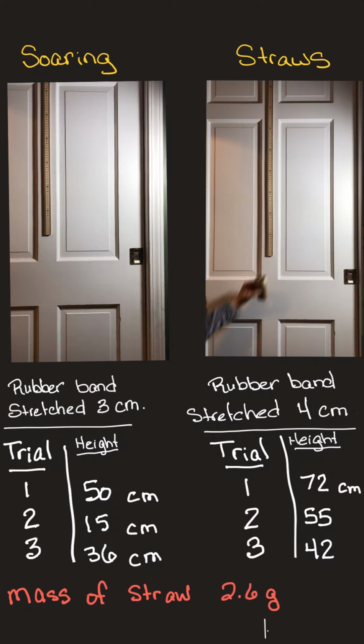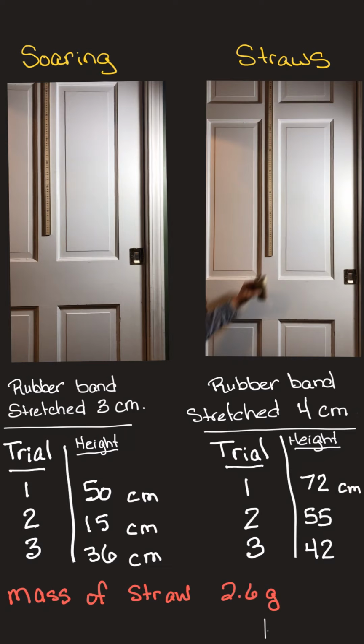Let's take a look at the Think It Over section. Number 1 asks you to graph the gravitational potential energy versus the amount of stretch. Go ahead and create a graph on paper, take a picture of it, and include it with your lab.